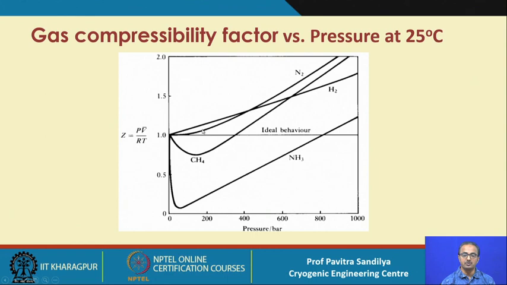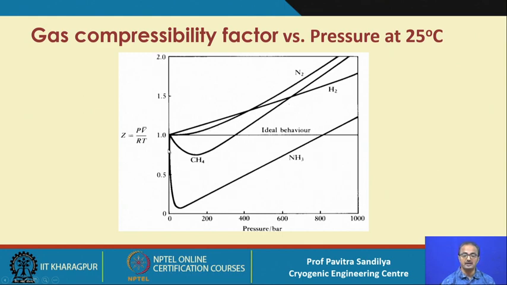Similarly, another important component is nitrogen. We find its behavior is different. The value of Z in the case of nitrogen never comes down below 1. It almost remains 1 for some time, up to some higher pressure, and then slowly goes above the value of 1. If you look at hydrogen, we find that it starts at 1 and its value quickly rises to more than 1, unlike nitrogen. Then we have ammonia.